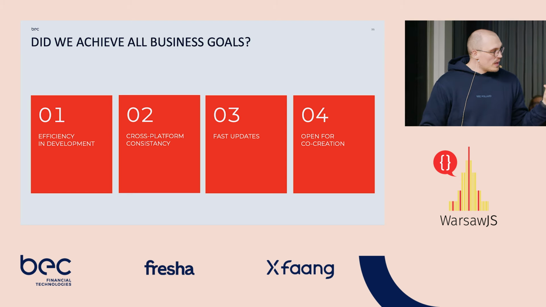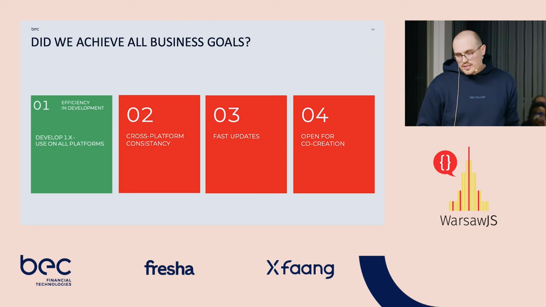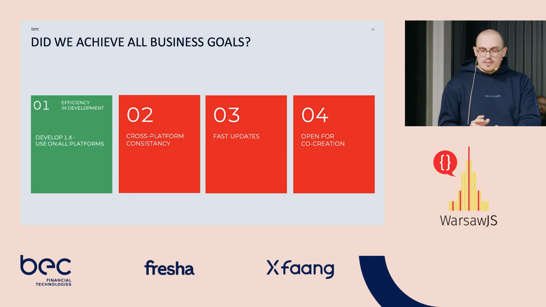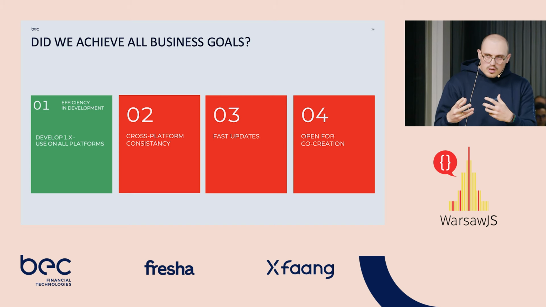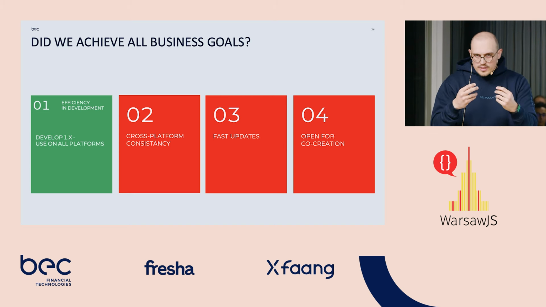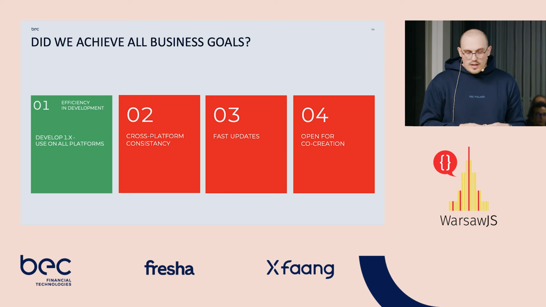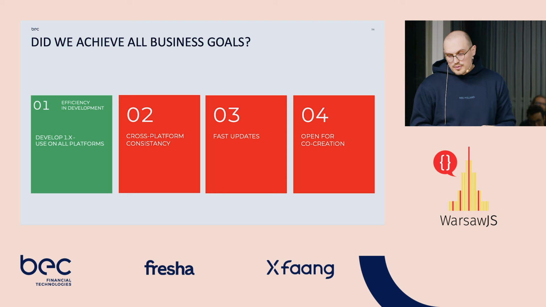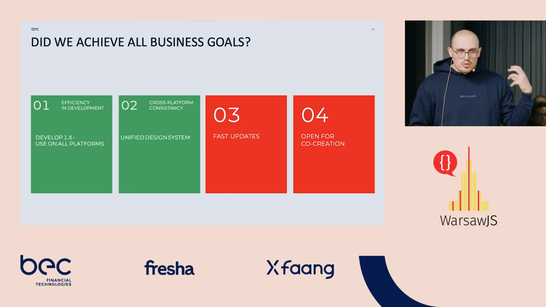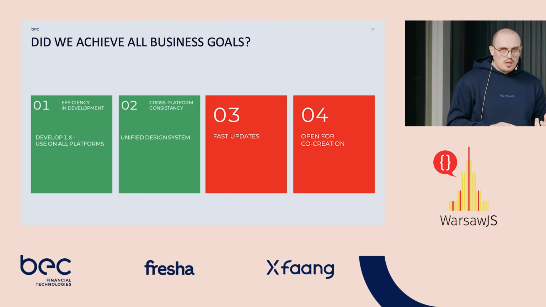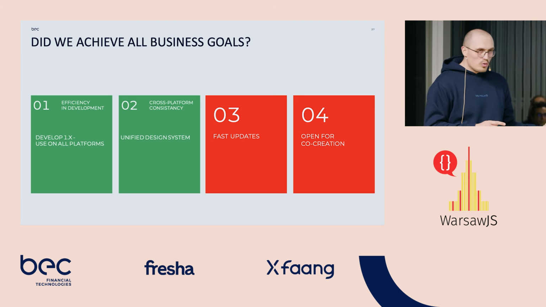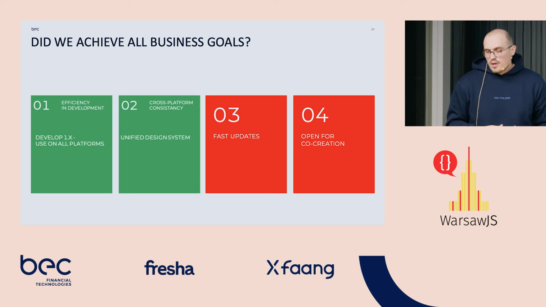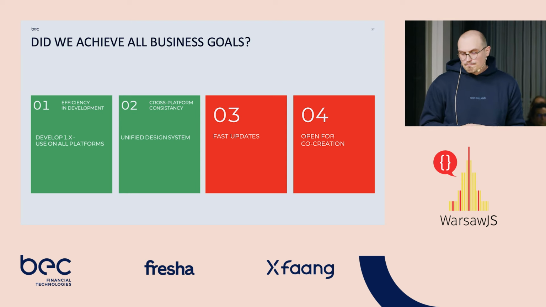Let's look. So do we have efficiency in development? Yes, we can build once, because we still need some native development for this awesome feeling for users. And we can deploy that to all platforms. Do we have cross-platform consistency? Yes, we have a unified design system together with the same code that is run everywhere. So we have it, basically.